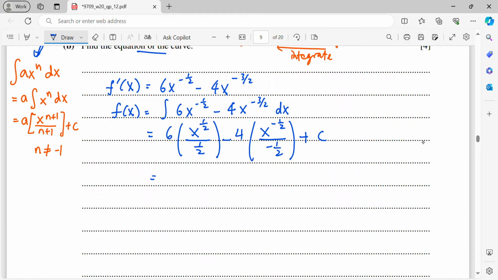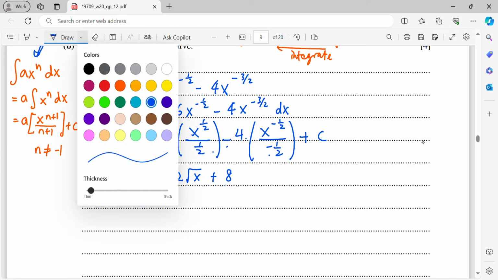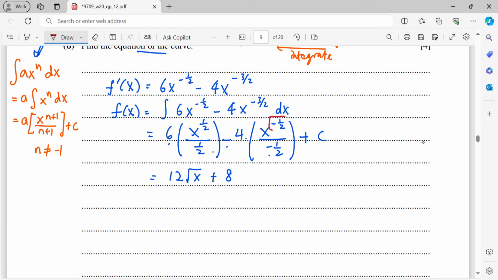Okay, now simplify. 6 divided by half is basically 12, and then this x to the power half you can change to square root x. Now, minus times minus is a plus. 4 divided by half is 8, so I will write plus 8. Now, you look at here, the x now has power negative half. Whenever you see a negative power, you move it down.